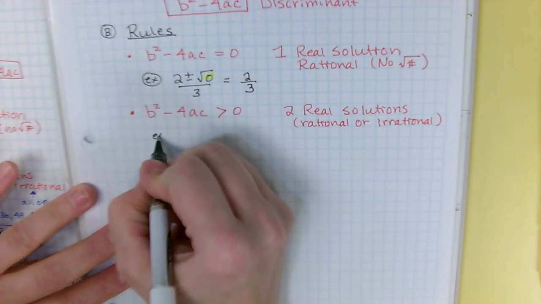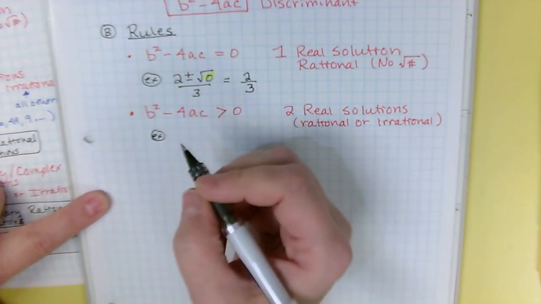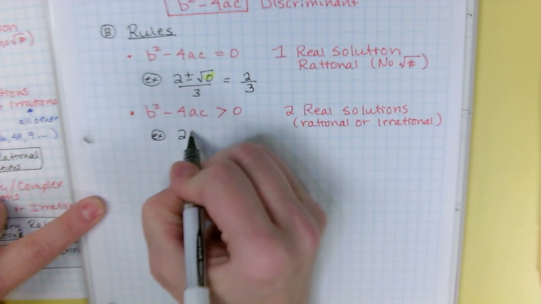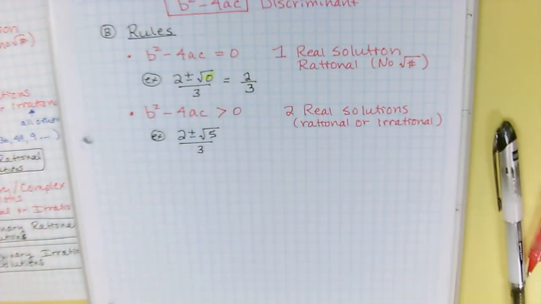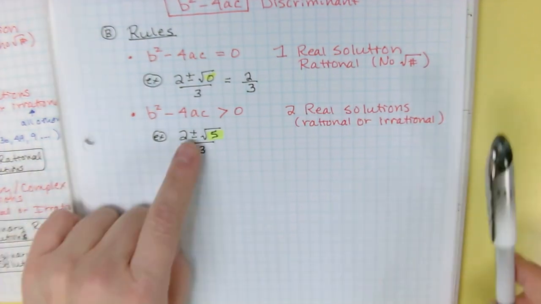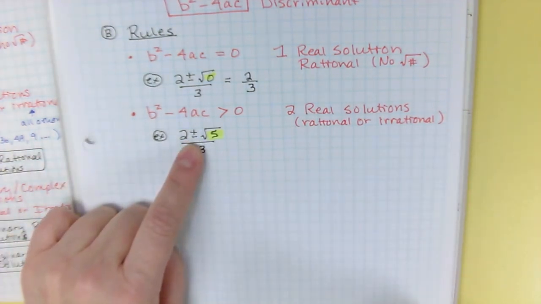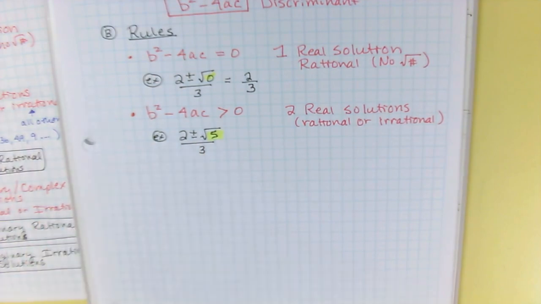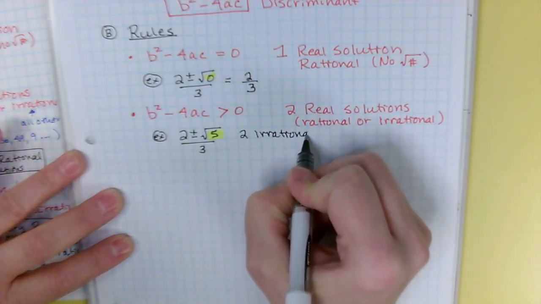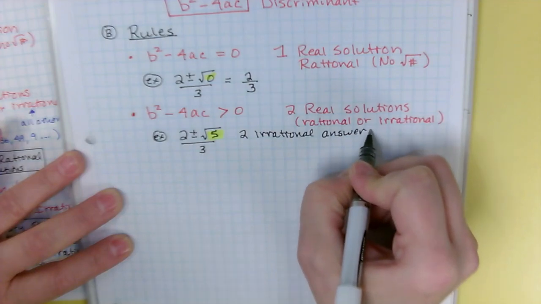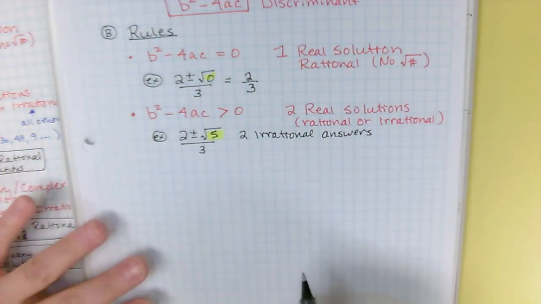Okay, so an example of this, let's say it's a number like a 5. So 2 plus and minus square root 5 all over 3. So you can see that your discriminant is greater than 0. It's a 5. So the plus and the minus stay intact and give you two answers. Now in this case, the 5 is trapped in the radical. So in this case, you will have two irrational answers because the discriminant is not a perfect square.